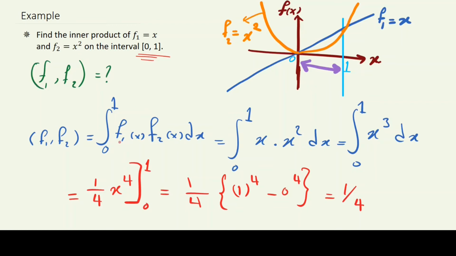One of them is the function f1, the other one is the function f2, and the other one is the interval. So the inner product of f1 and f2 is not really independent of the interval. In fact, it can very well change from one interval to another one. So it's important to know which interval you are defining the inner product of those two functions on.